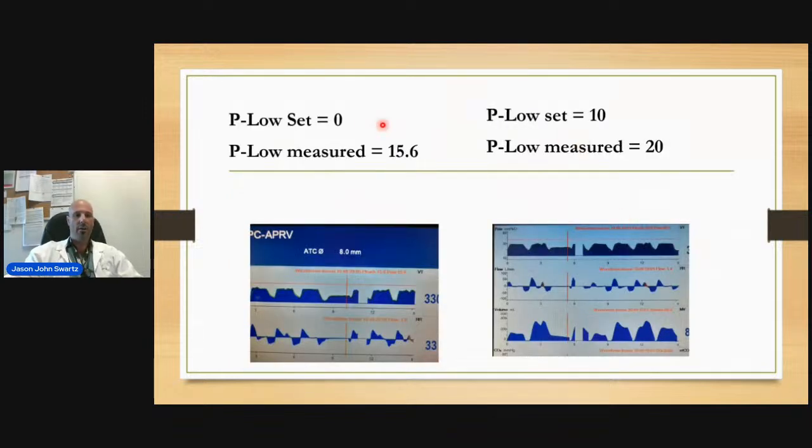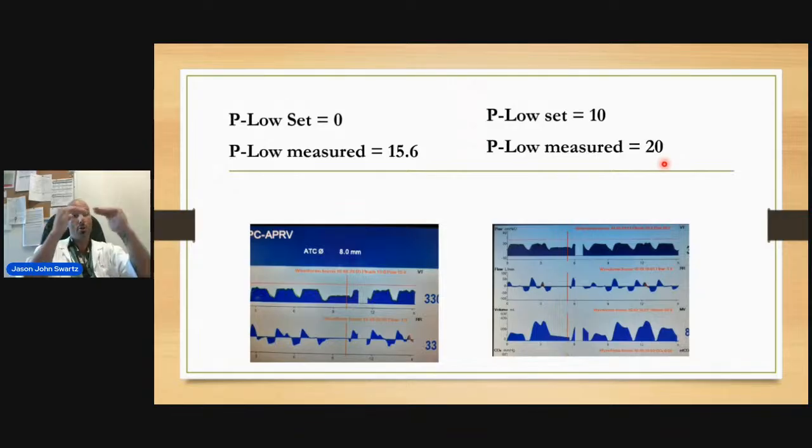Here's an example of the same patient with a P low set at 0 and a measured P low with expiratory pause at 15.6. And then after, remember I told you, you don't want to activate the P low because it's going to create resistance for exhalation. So we didn't set it above the 15, but we did set it below. Maybe like I want to keep it safe, and what if something messes up? I want a backup, but what happens is it increases your P low from 15.6 to 20.